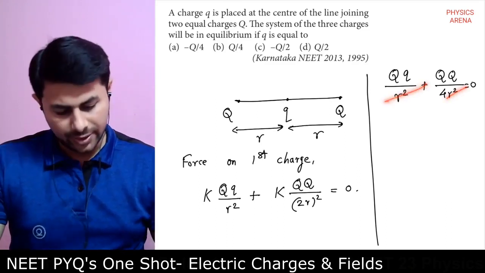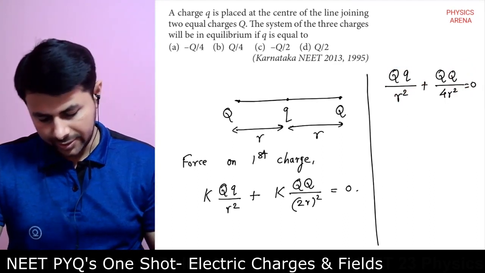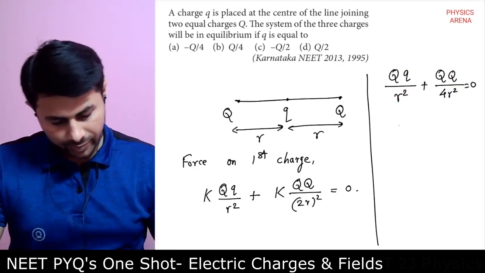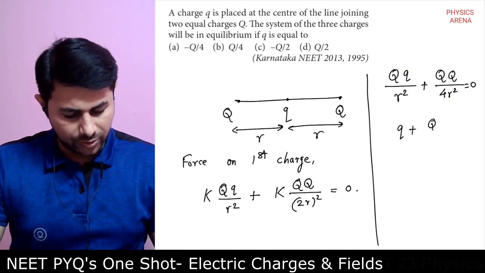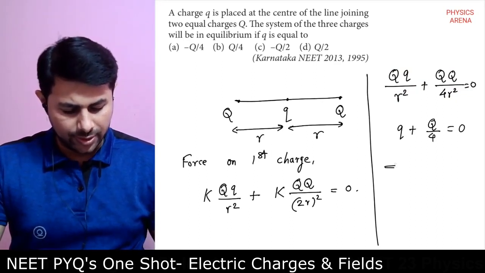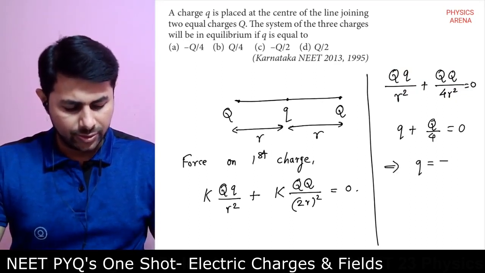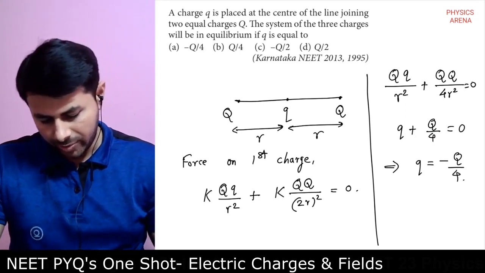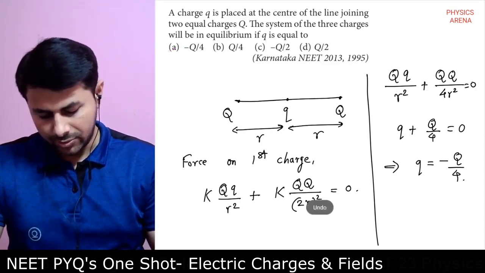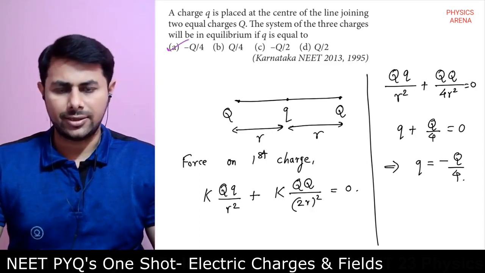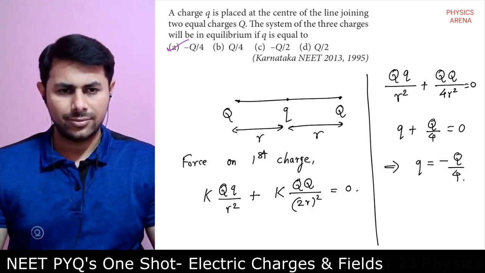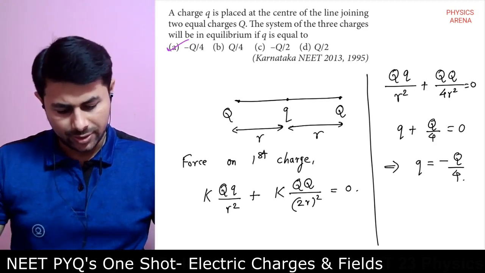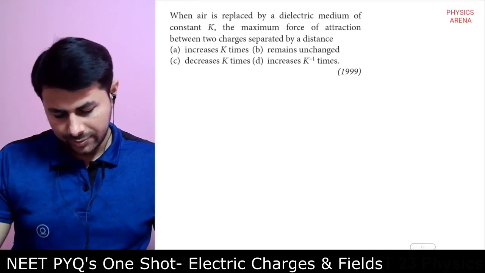r square gets cancelled, and q gets cancelled. So that means Q plus q by 4 is equal to 0. That means Q is equal to minus q by 4. So this charge should be of opposite nature and it is equal to minus q by 4. So option A is the answer. Yes, this is also a simple question.